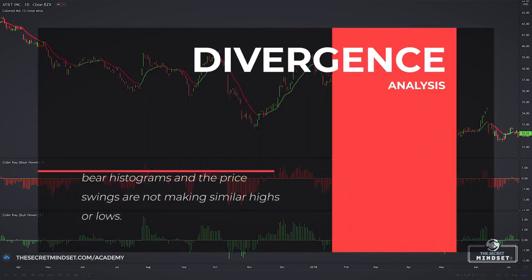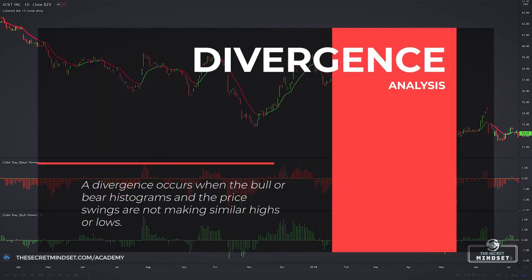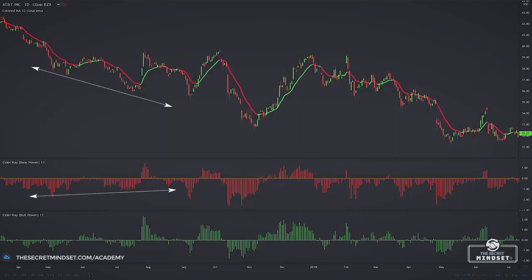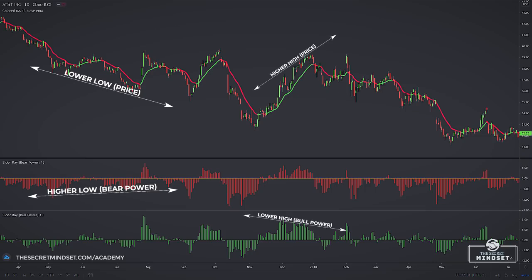Another aspect to consider about the bull and bear power histograms is a divergence from the price. A divergence is said to occur when the histograms and the price swings are not making similar highs or lows. There is a bullish divergence if the bear power histogram is making a higher low when the price is making a lower low.